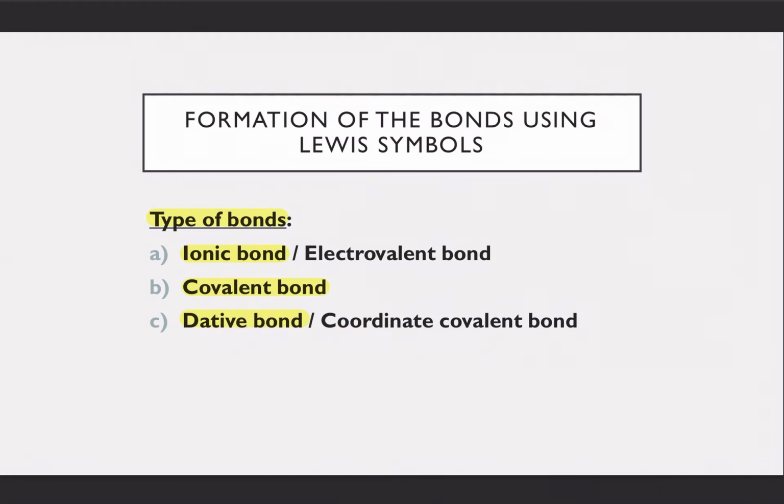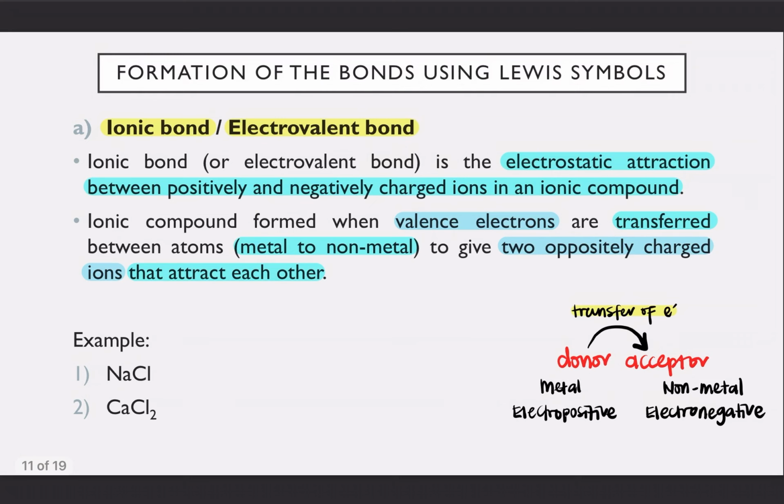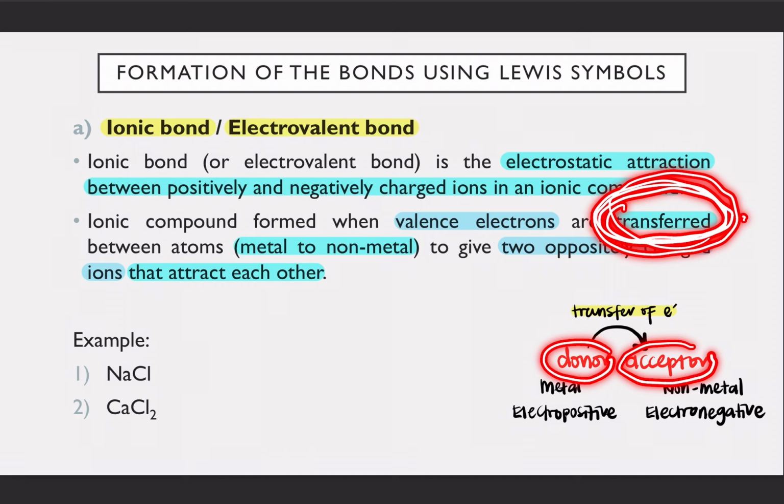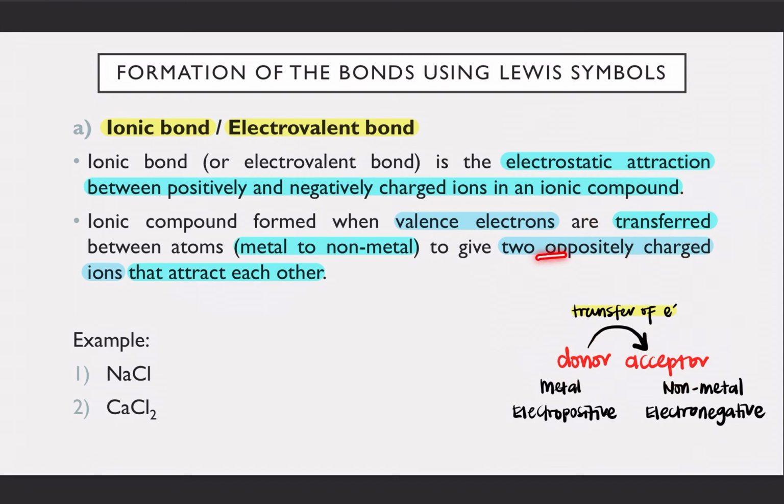Okay, so let's look at the first type of bond, which is ionic bond. I think you are familiar with this. The ionic bond is the electrostatic attraction between positively and negatively charged ions in an ionic compound. This ionic compound is formed when valence electrons are transferred, not shared. That means there is a donor and an acceptor between atoms, metal to non-metal, to give two oppositely charged ions that attract each other.